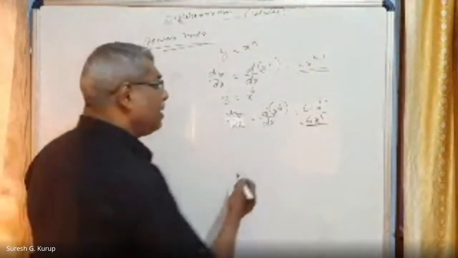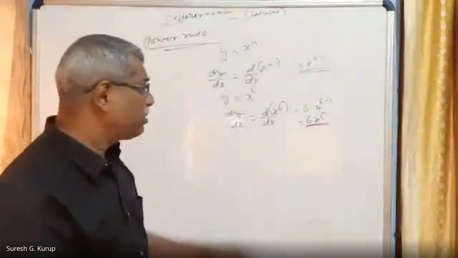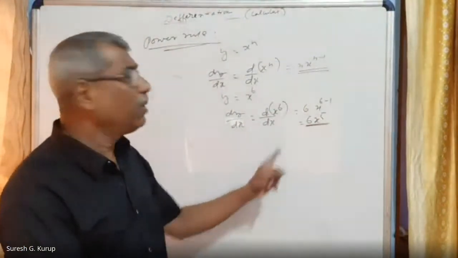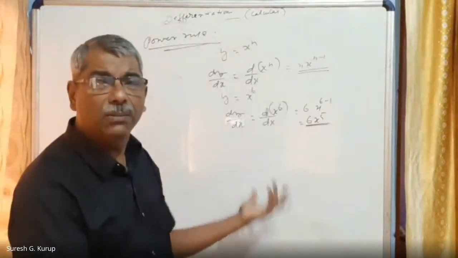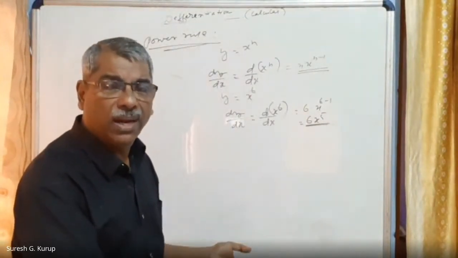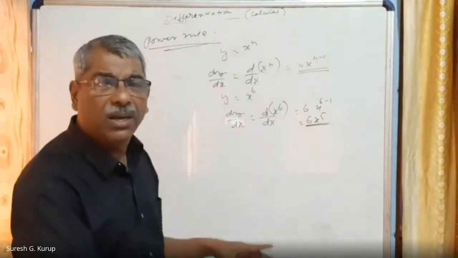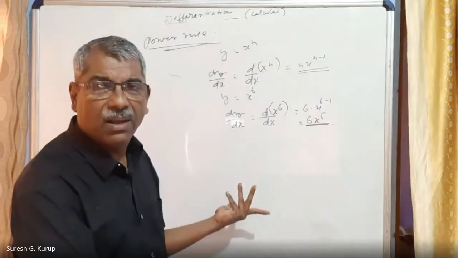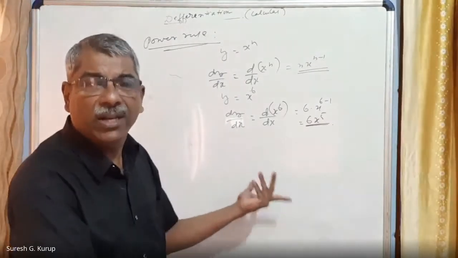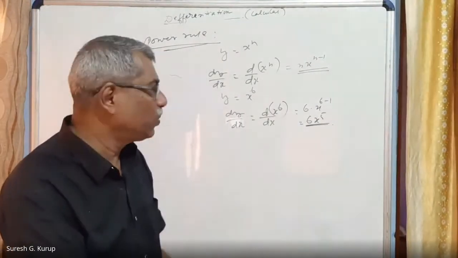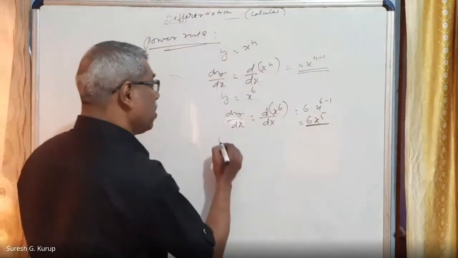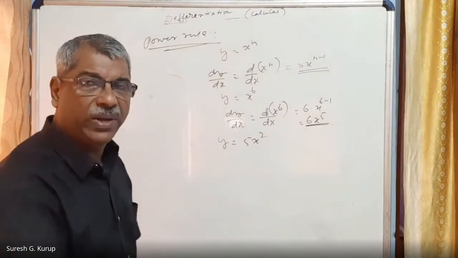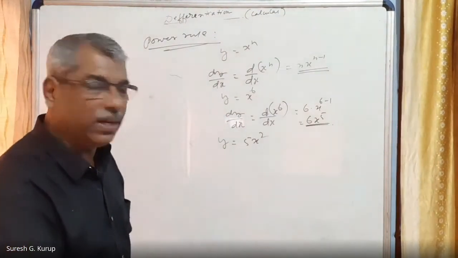Simply you can say d by dx of x raised to 6 is equal to 6x raised to 5, because the power becomes down by 1, decreased by 1. d by dx of x raised to 7 is equal to 7x raised to 6. d by dx of x raised to 100 is equal to 100x raised to 99. Like that it goes. Suppose that the function is like this, y is equal to 5x squared. That we wrote earlier, right?